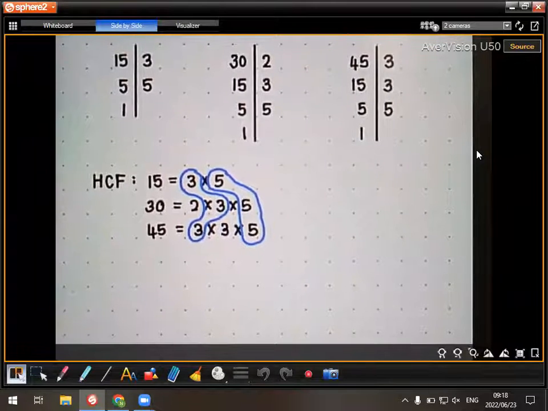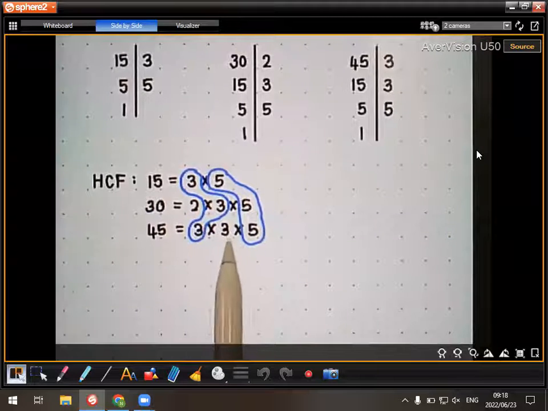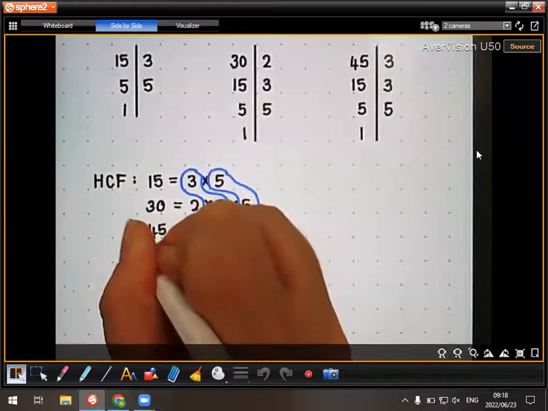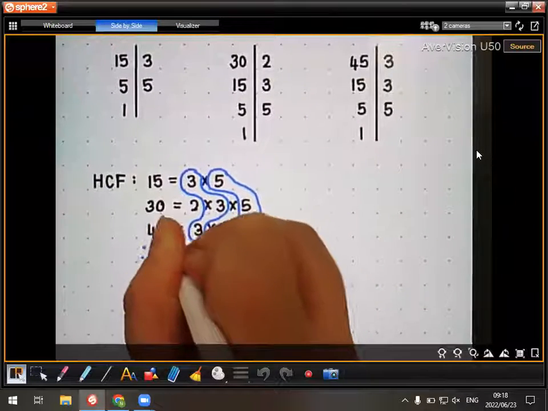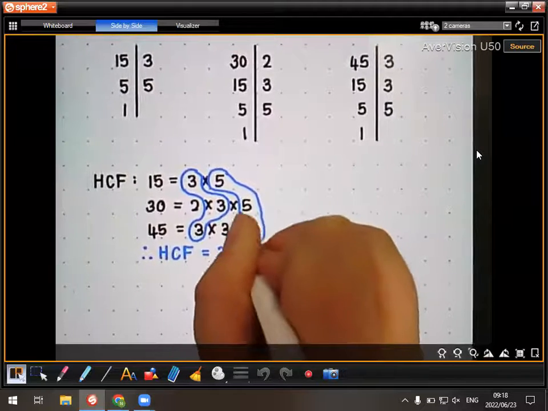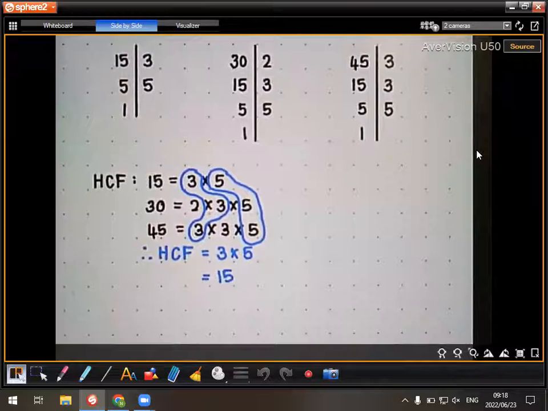Is there another number that's common in all 3 of them, guys? No. All right, there's a 2 here, but there isn't a 2 in the others. There's a second 3 here, but there is no second 3 in the other 2. So my HCF is going to be 3 times 5, which is equal to 15.